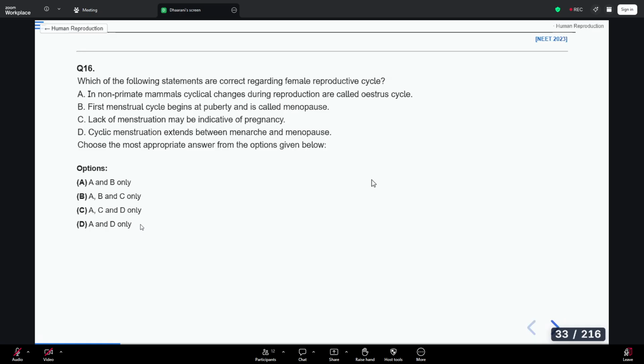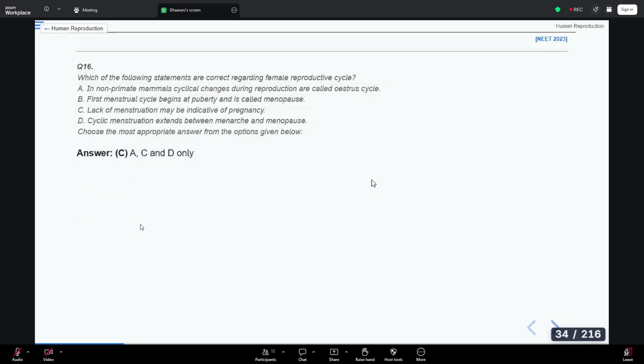Option B, first menstrual cycle begins at puberty and it is called menopause. That is wrong. Everyone knows that. So you are confused between A, C and D. Okay, let's check the answer. So it is option C only. Very good.